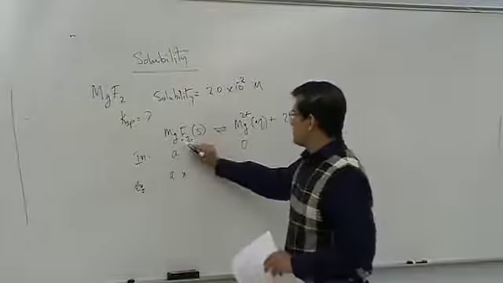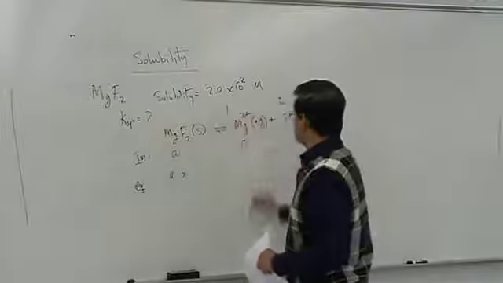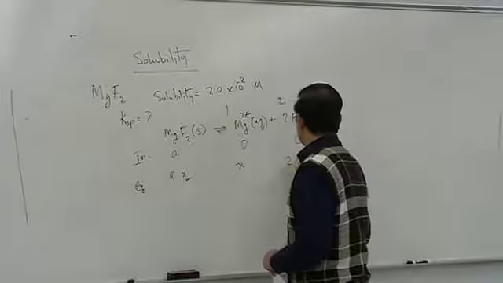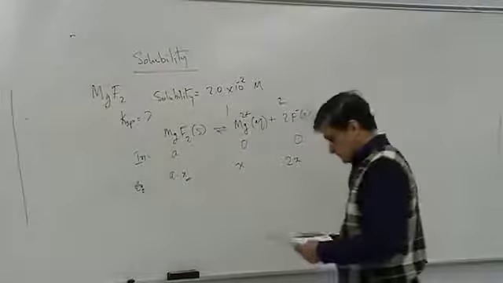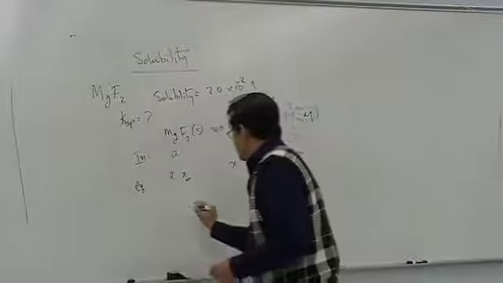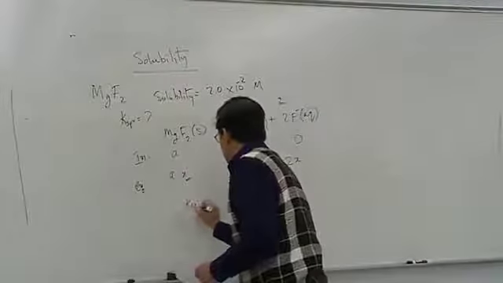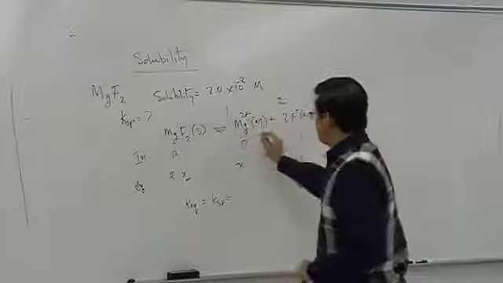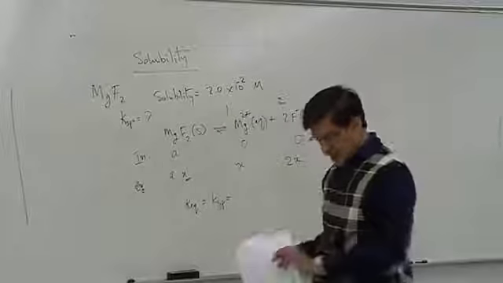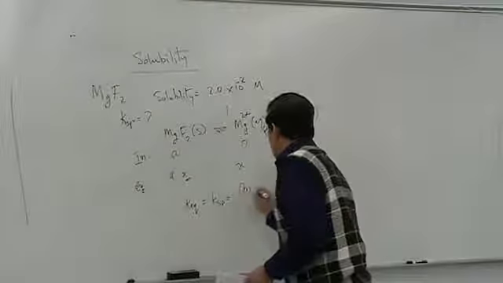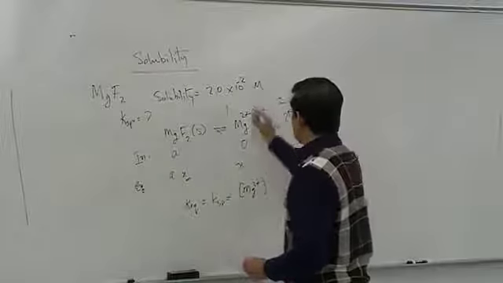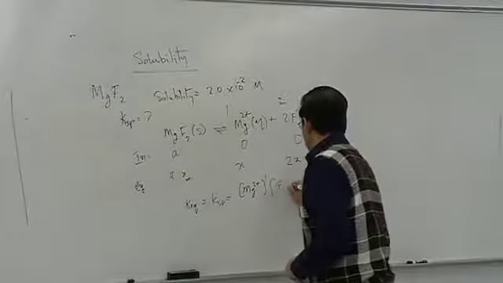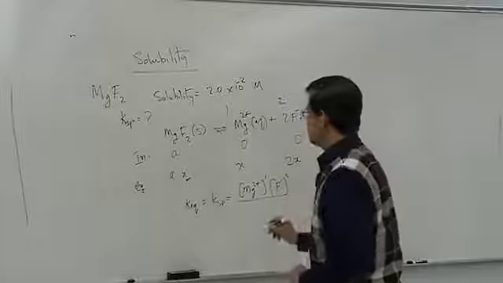If one MgF2 breaks down, you get 1 Mg and 2 F minus. When X breaks down, you get X here and 2X here. Don't forget, it's 2 times more. So my equilibrium expression now would be, I'm going to write down K equilibrium as KSP, because it's the solubility product calculation. It's a good idea to first write down the basic expression: Mg2+ concentration raised to the power 1. These are the coefficients of the balanced reaction. F minus raised to the power 2, these are all equilibrium values.